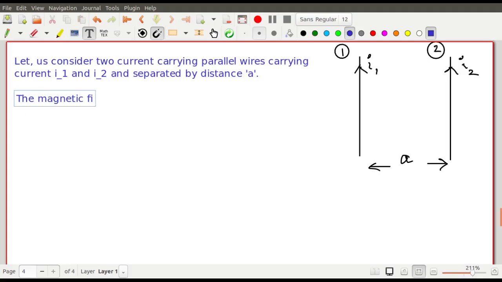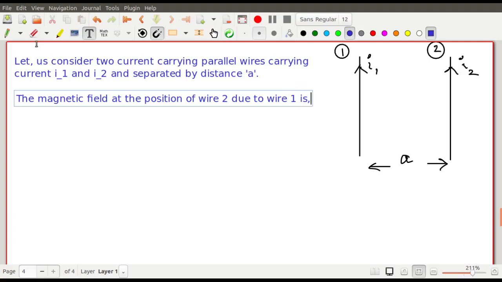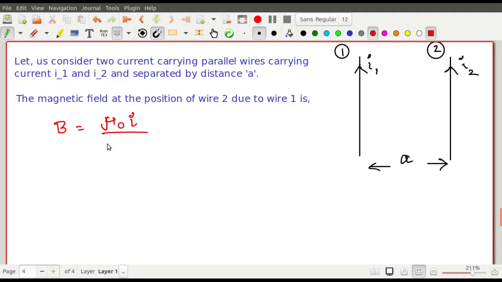You see, magnetic field at the position of wire 2 due to wire 1. Magnetic field at the position of wire 2 due to wire 1 is how much? So wire 1 produces a magnetic field. Definitely you know the expression of it from your previous classes. The expression is mu0 I by 2 pi a.